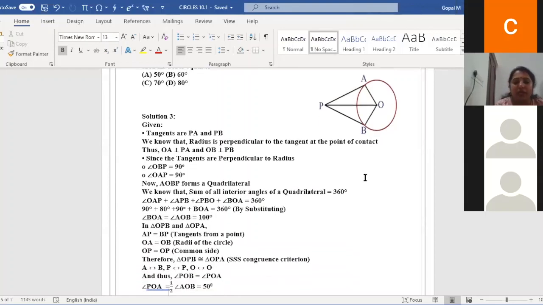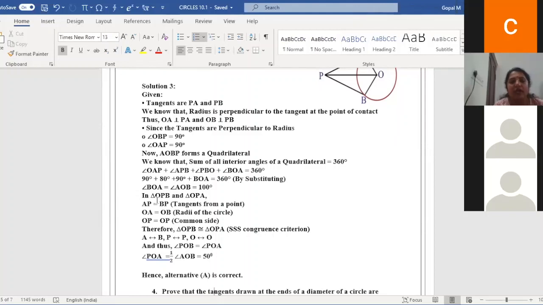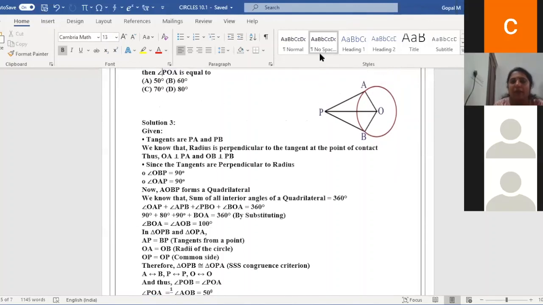But here again we will take these two triangles. We prove angle OPB and angle OPA. Here already we proved in theorem 10.2 AP is equal to BP. According to theorem 10.2, then OP is common. Then OA is equal to OB. So all three sides are equal in these two triangles. So according to the SSS congruence rule, these two triangles are congruent. When these two triangles are congruent, then according to CPCT, angle POA is equal to angle POB.